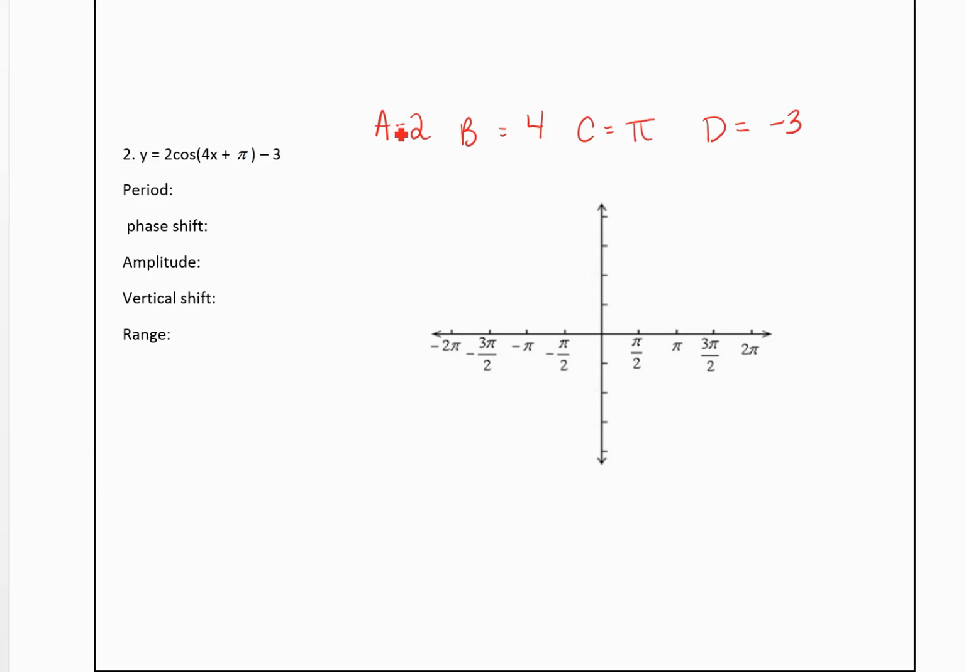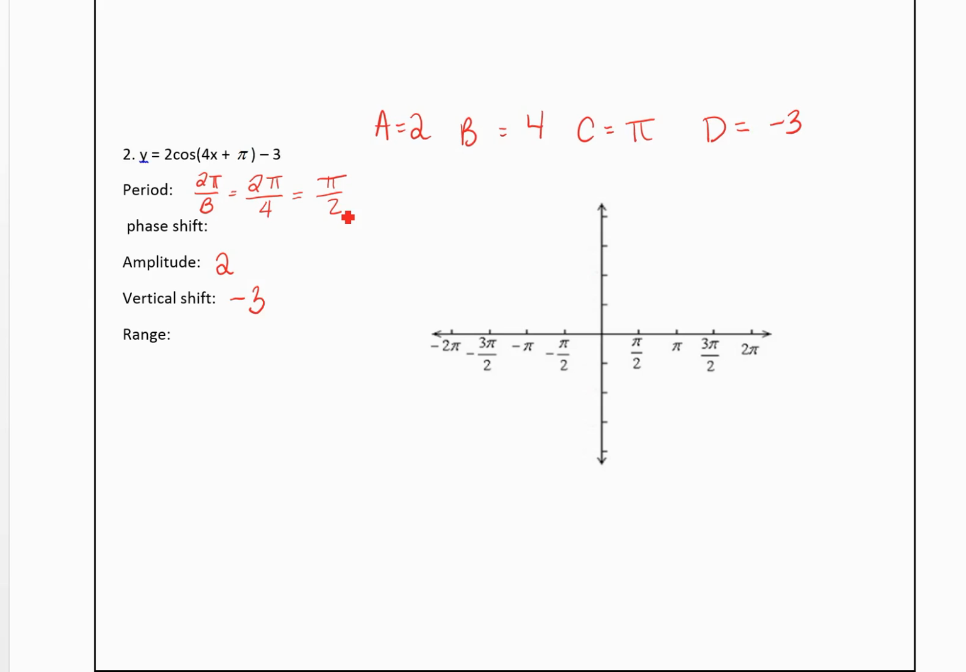So from the A, we can tell our amplitude. Our amplitude is 2. The other one that's really easy is our vertical shift. Our vertical shift is what we're adding or subtracting from the end, so that's our -3. Now remember, the formula for period was 2 pi over b. So our new period is going to be 2 pi over 4, which we can reduce to pi over 2. That means our whole wave is going to happen in just pi over 2.